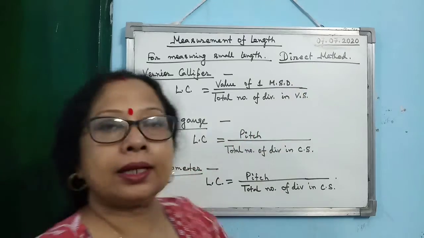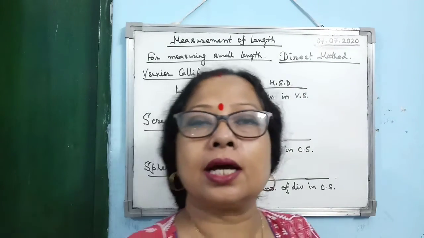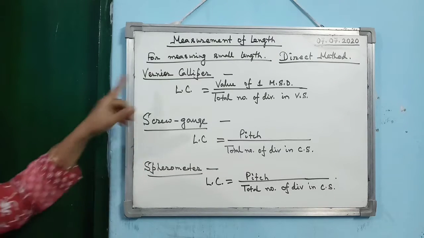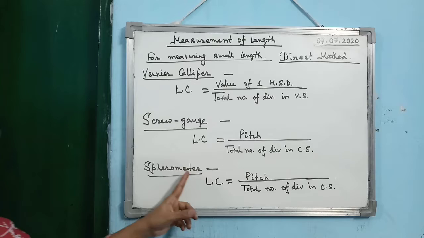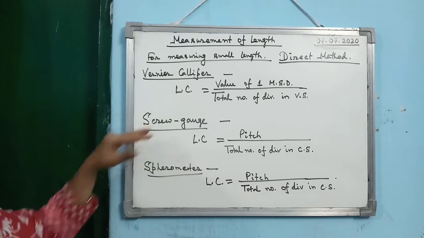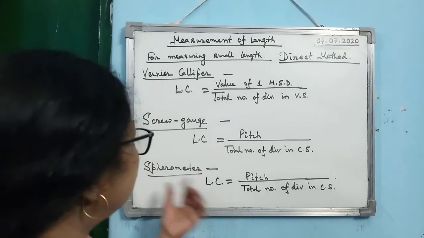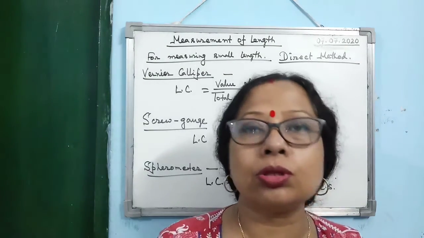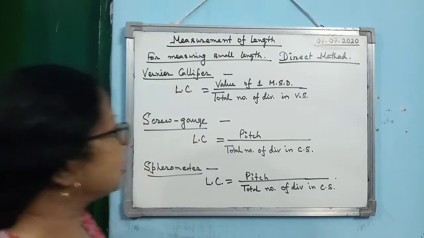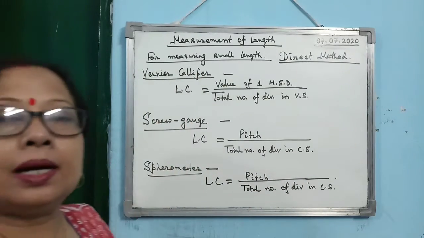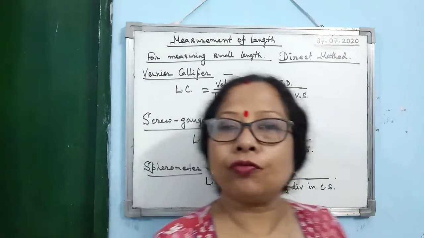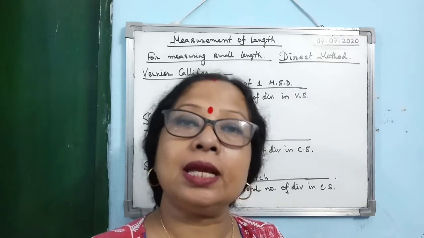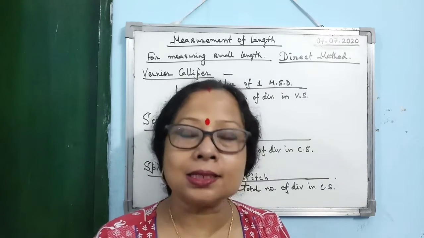In the direct method, you can directly measure smaller lengths by using these three apparatus, which you know already: vernier caliper, screw gauge and spherometer. Spherometer and screw gauge are almost identical, and when you do the practical, I will show the spherometer apparatus in detail and tell you how to do the experiment. Just remember the least count of all these apparatus. Least count is the smallest measurable quantity by that particular apparatus.